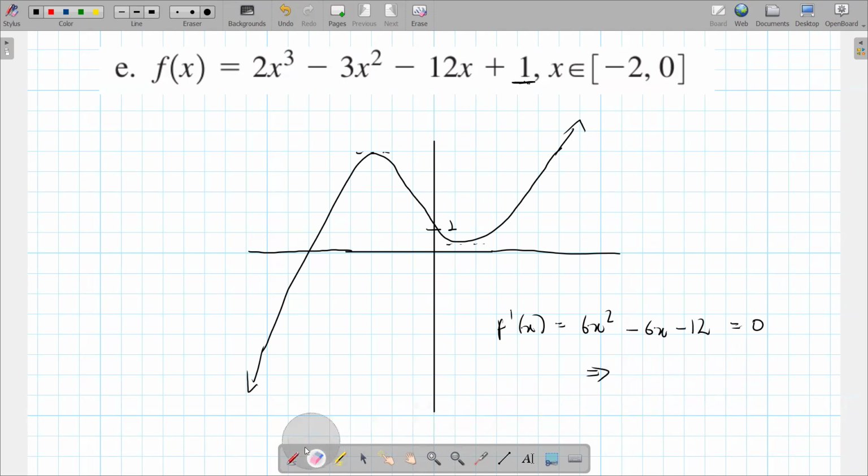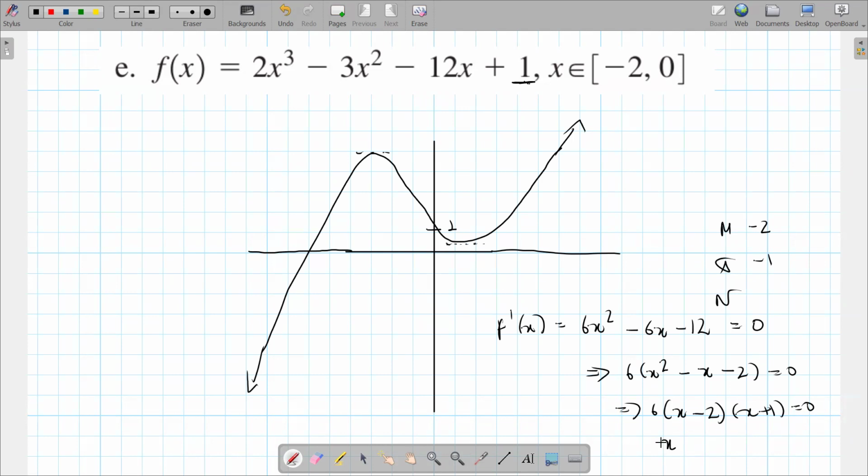So we can't pull out a 6x, we can pull out a 6. x squared minus x minus 2. Two numbers that multiply to -2 and add to -1. What are they? -2 and +1. So where are the two turning points, rather than the x-intercepts? One of them is at 2, one of them is at -1.